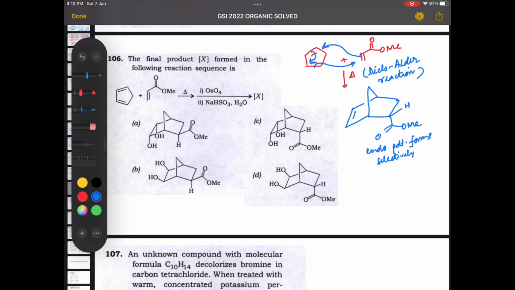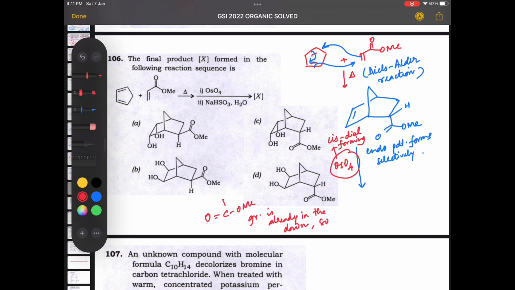That actually eliminates 2 options. As you can see, it eliminates A and B, so the answer would be between C and D. Now OsO4 has been given to us, which acts as a cis-diol forming reagent. It proceeds via osmate ester formation. First an osmate ester is formed, and after that the cis-diol is formed.